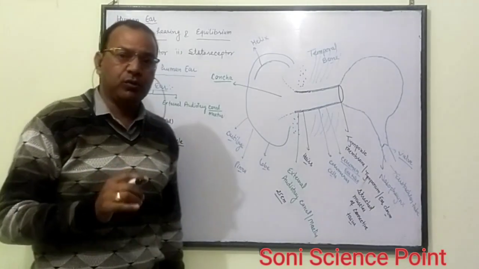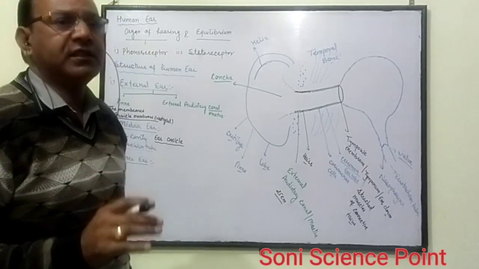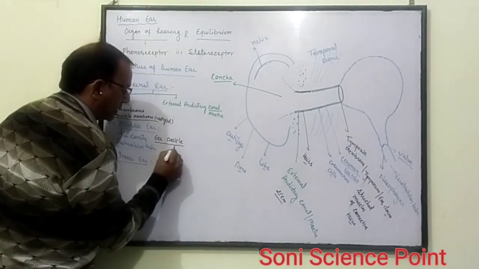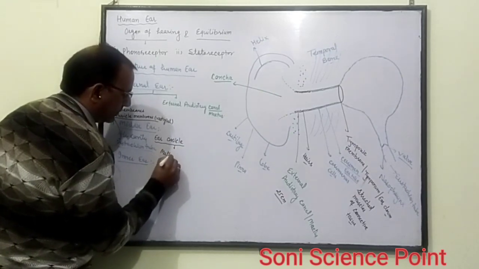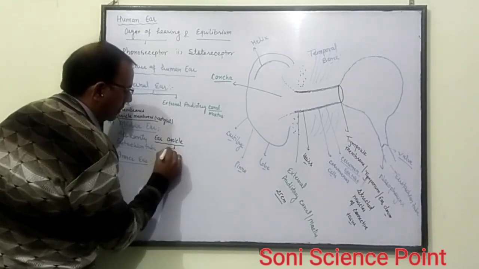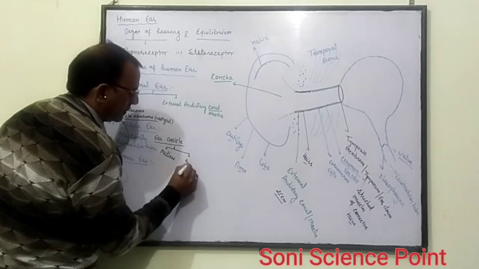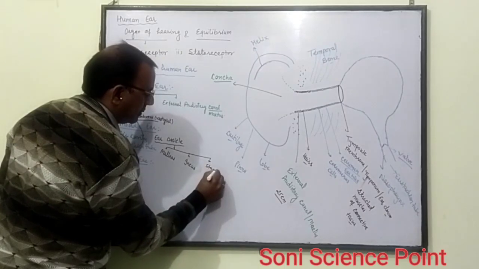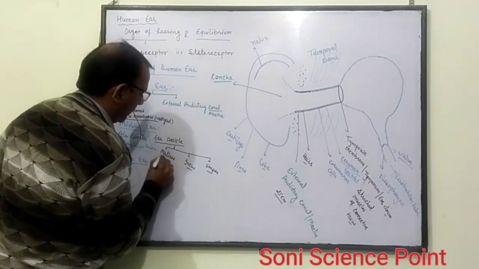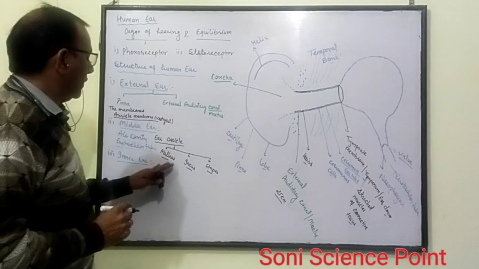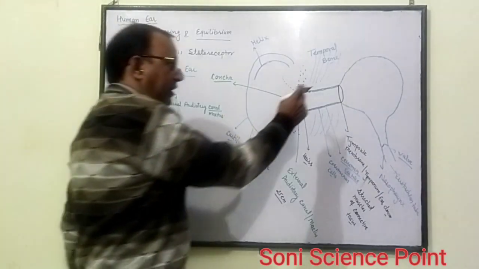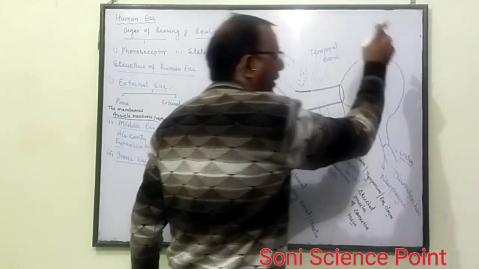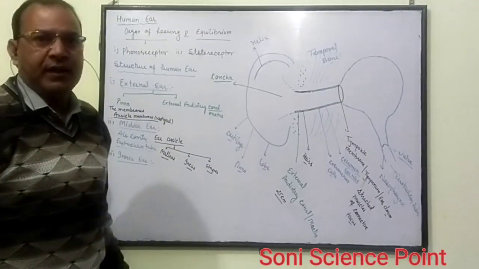On the basis of their shape, they have different names: the first bone is malleus, the second is incus, and the third is stapes. These three bones are found in the middle ear. They are attached to the tympanum. On one side, anteriorly, is the tympanum membrane, and posteriorly the air cavity.